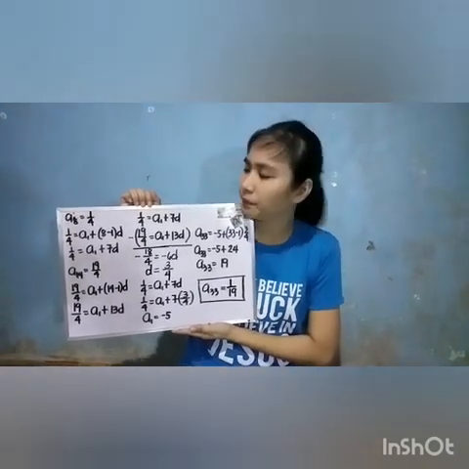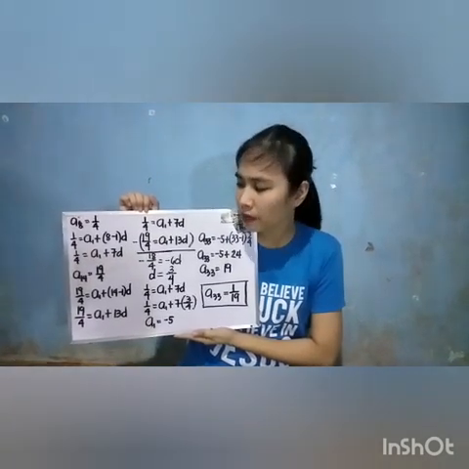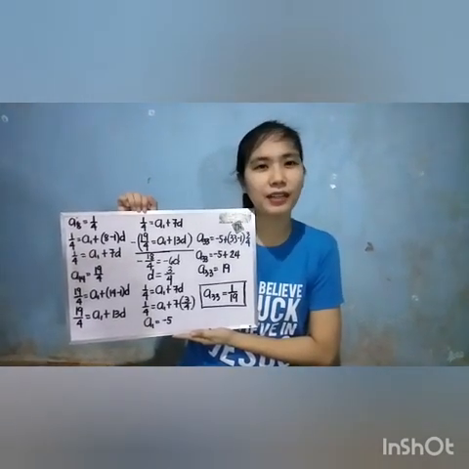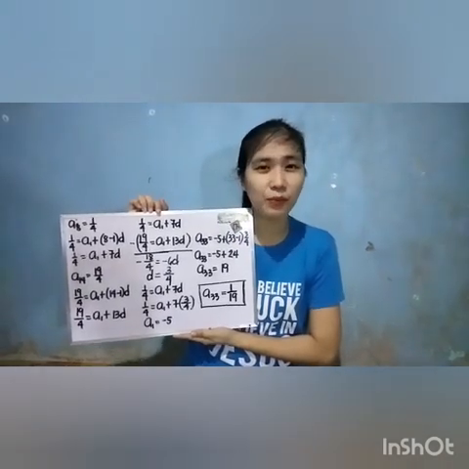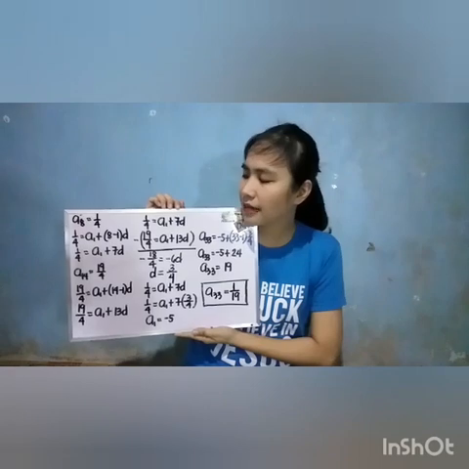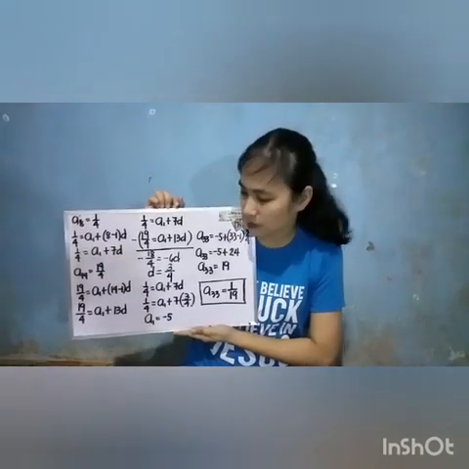And then we'll add. So we have 1/4 plus negative 19 over 4, that would be negative 18 over 4. A sub 1 plus negative a sub 1 will be cancelled. And then 7d plus negative 13d will be equal to negative 6d.